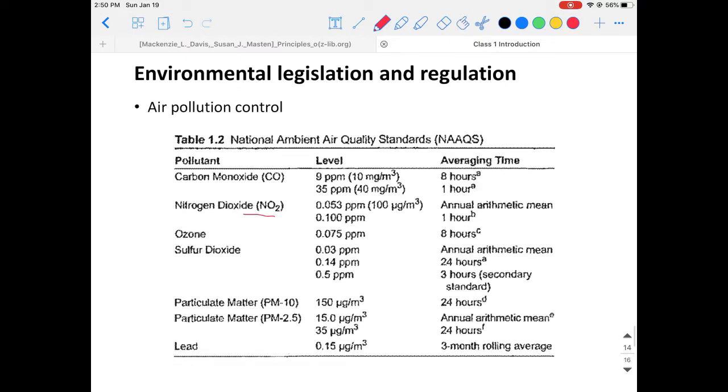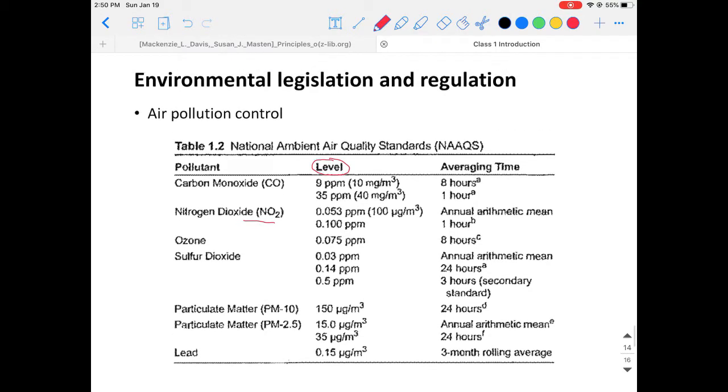So here on the second column, it shows the required level. The concentration has to be lower than this level so that the air meets the standards. And you also have an averaging time for the measurement.